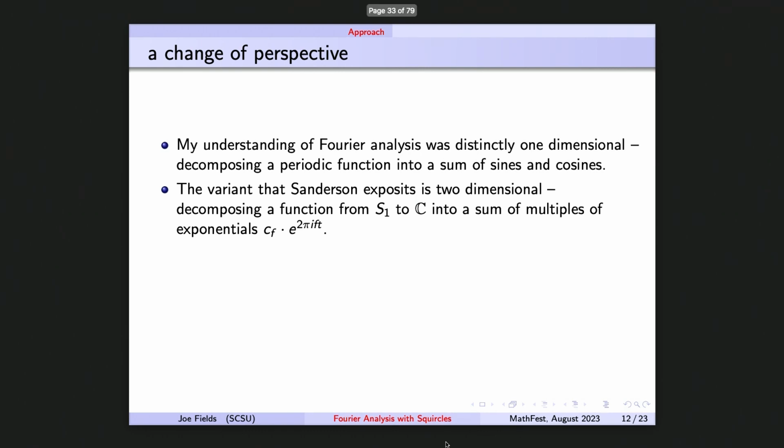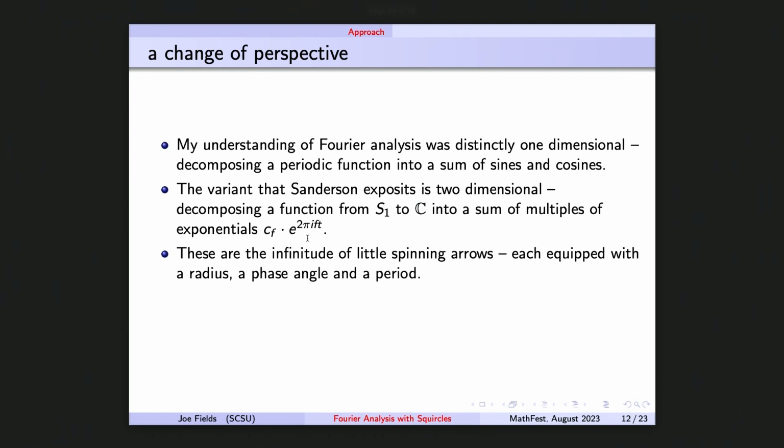This variant of things that Sanderson was doing on his 3 Blue 1 Brown video was two-dimensional. He's thinking about a periodic function as a mapping from S1 to C, and then using a sum of multiples of things that look like a complex coefficient times a little complex exponential. That's the little spinning arrow. The complex coefficient basically gives you an initial length and an initial phase angle, you might call it, and then the thing begins spinning and you add them all up and you get cool pictures.